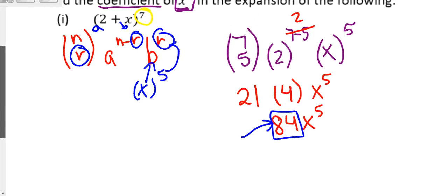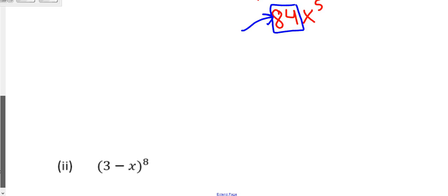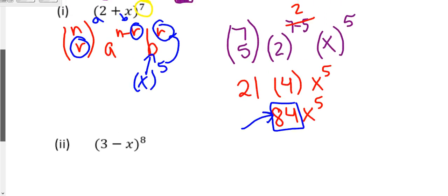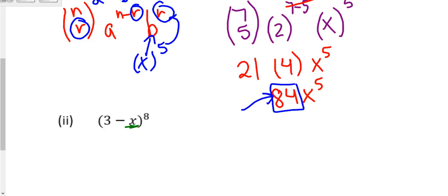Now let's look at the second one. Part 2, all the way down here. We'll move it up a little bit. It's similar, and if we look, our x's are in the same spot. So we just need to be careful with the sign in this second one. So it's going to be very much the same process. We know what n is. N is 8. A is 3. B is negative x.